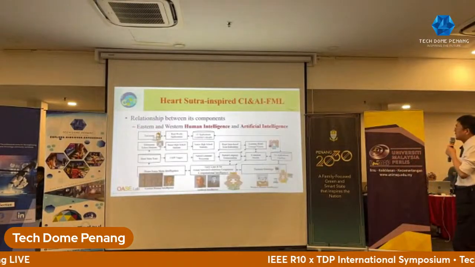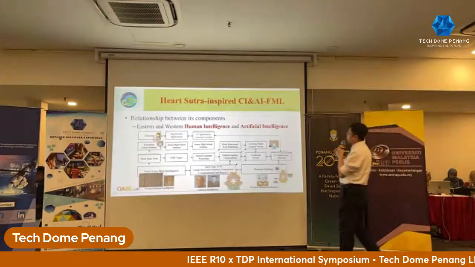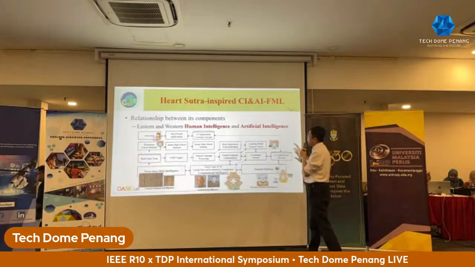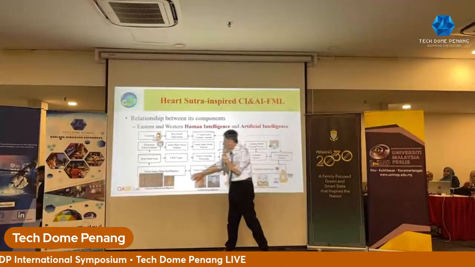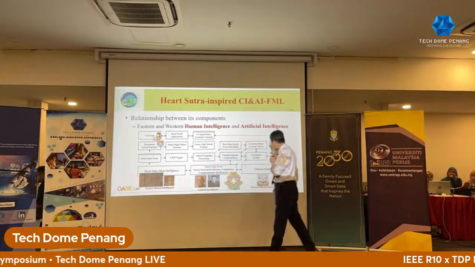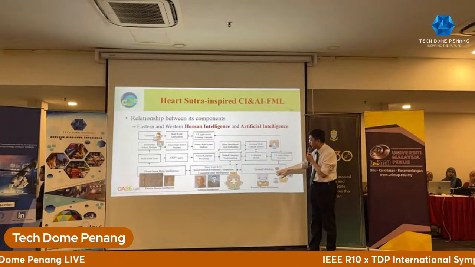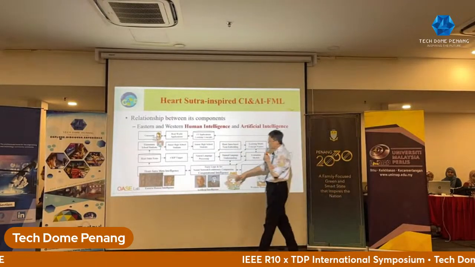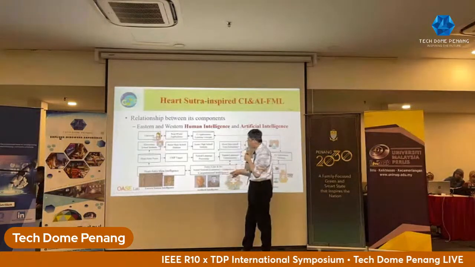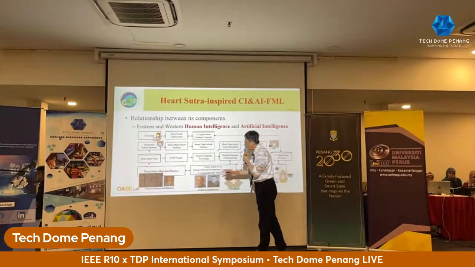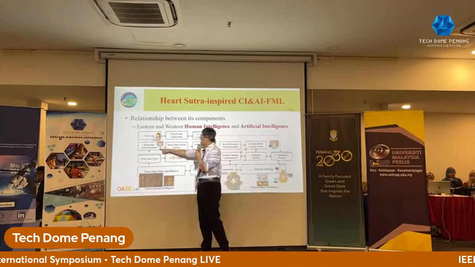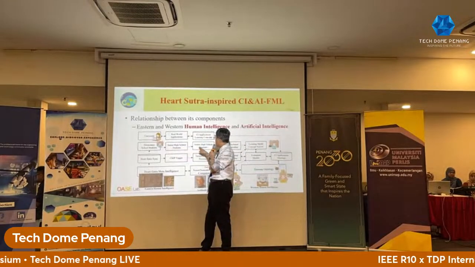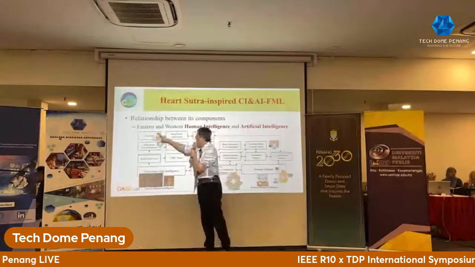So next. This is the relationship between the components of human intelligence and artificial intelligence. This is for the Eastern human intelligence, and this is for the Western human intelligence with ontology. And this is artificial intelligence with the computational intelligence, Turing and Day. So this is for the elementary school student, junior high school, senior high school, and the university student.